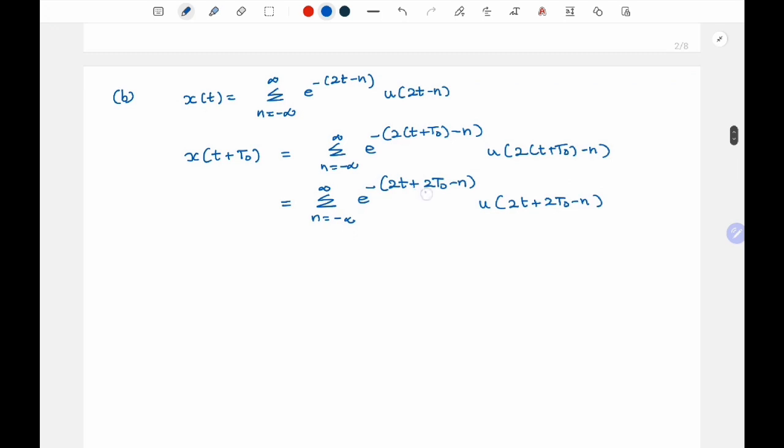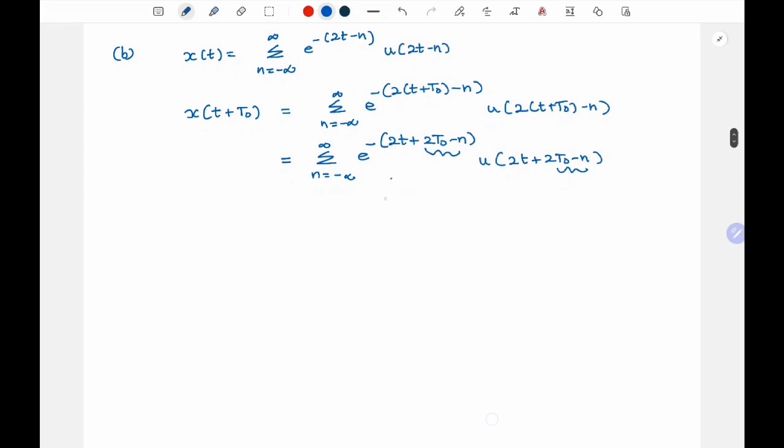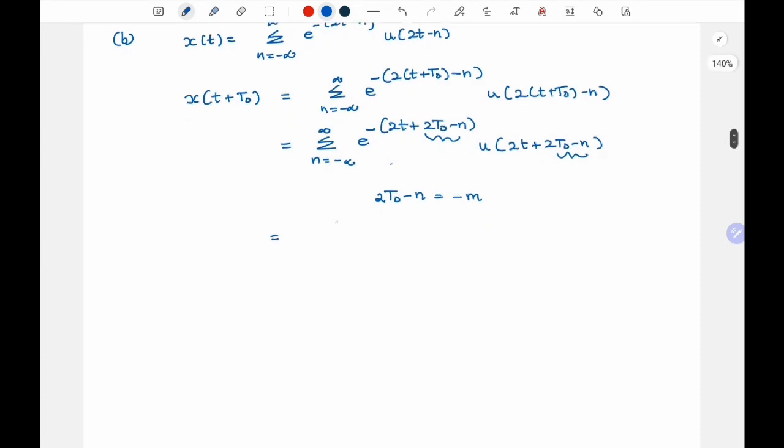So now we have this extra term 2t naught minus n. So we can just try to replace it. Okay, so 2t naught minus n is equal to, let's say, minus m. Let's call it minus m. So then this is just a change of variable. Okay. So then how will the limits change? So m is nothing but n minus 2t naught. So for n equal to minus infinity, m will also be equal to minus infinity. And for n equal to infinity, m is also equal to infinity. This is how the limits will change.